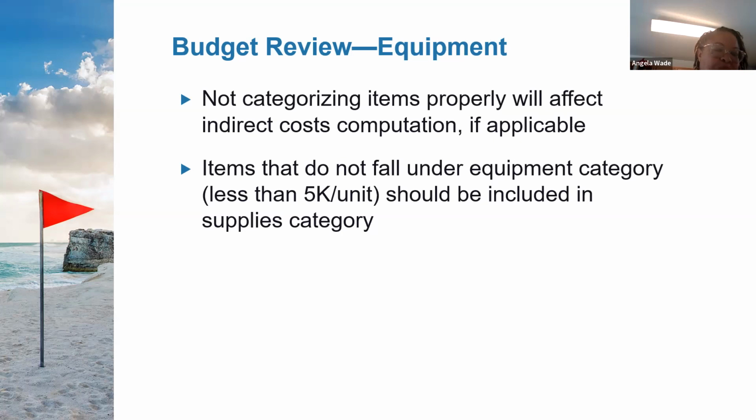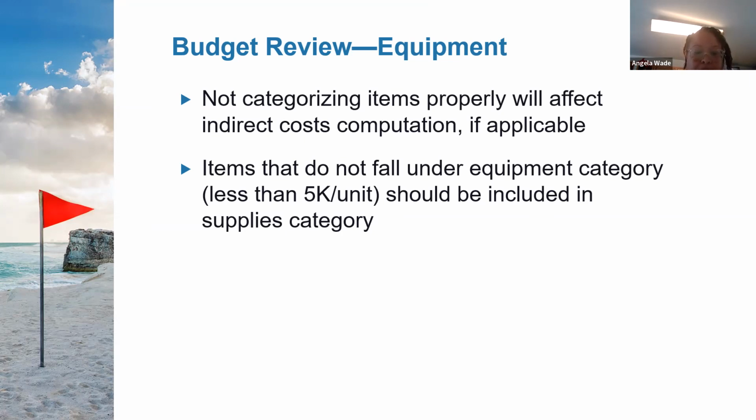So basically, what I'm trying to say is, if you're charging indirect costs for your program and you're using a modified total direct cost as your basis, it's very important that when you're budgeting any of these categories that you have everything in the right category. Otherwise, it's going to affect that computation. A lot of times we end up sending budgets back because we see that some items are in the equipment category when they should have been put in the supplies category, throwing that computation or calculation off.